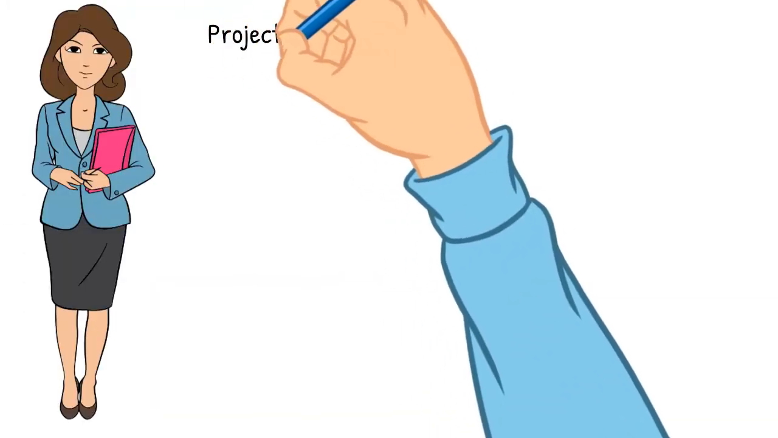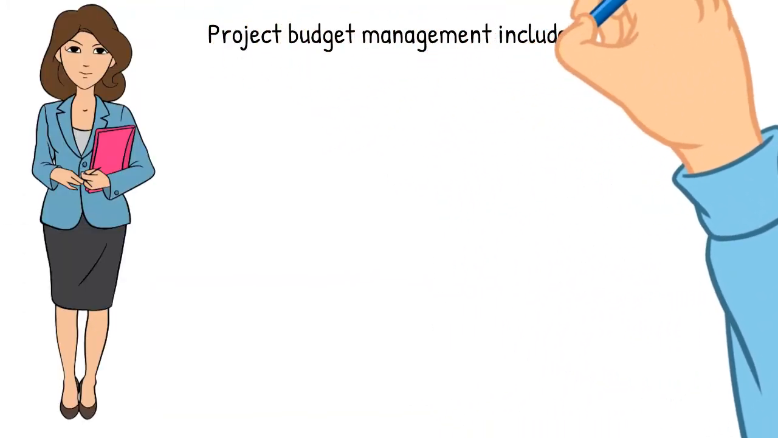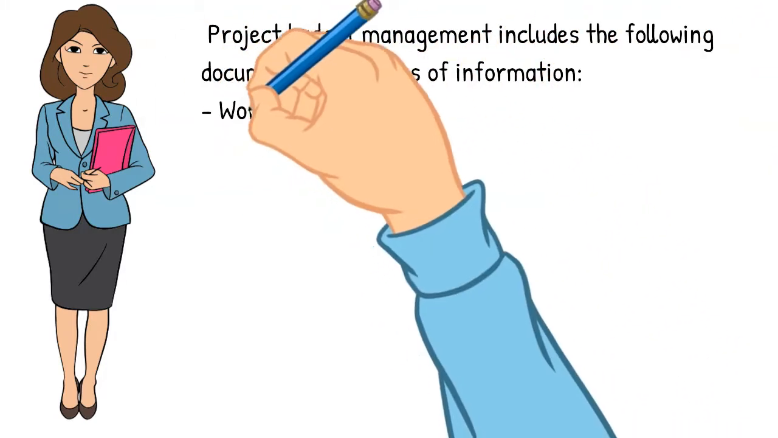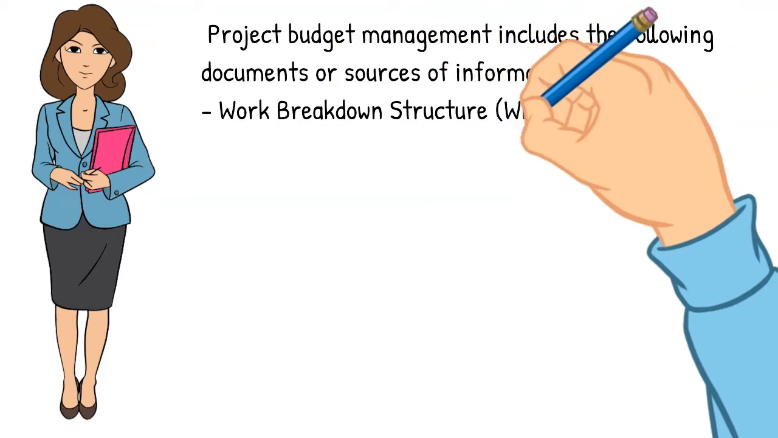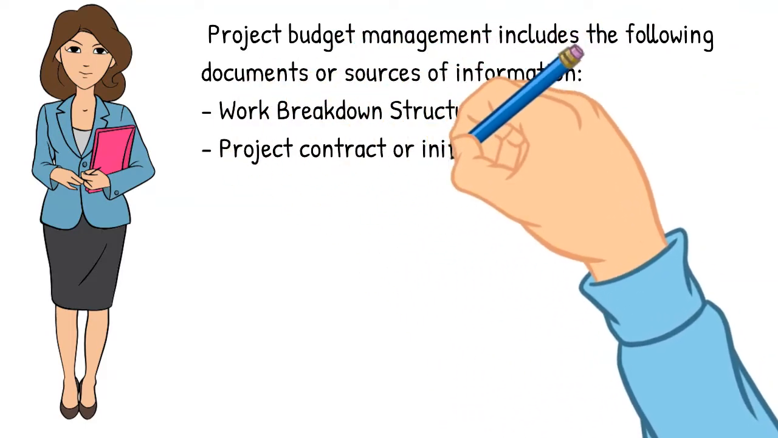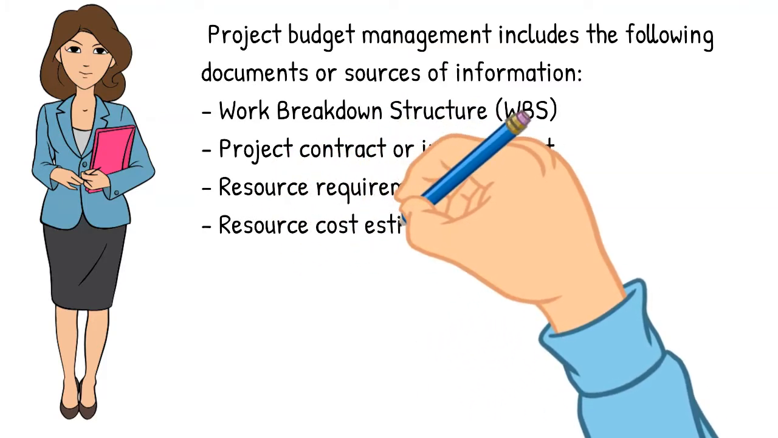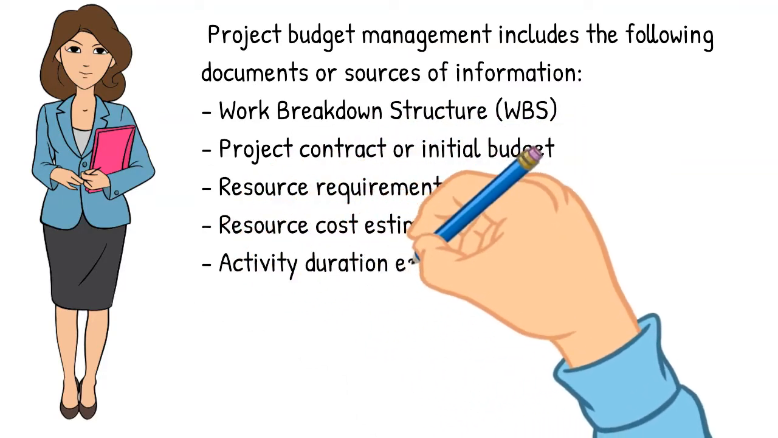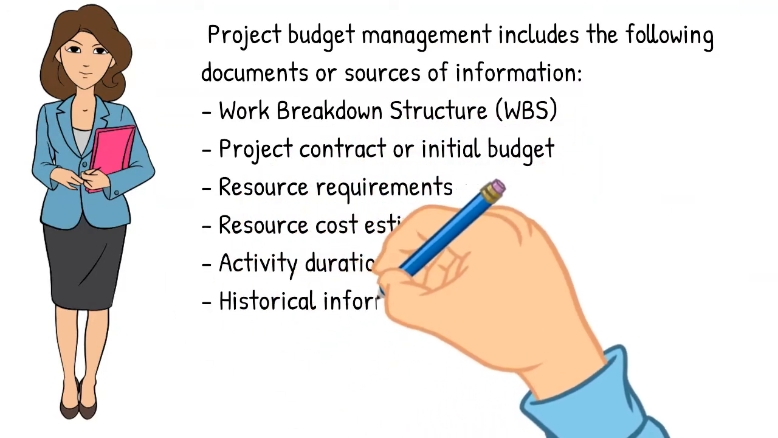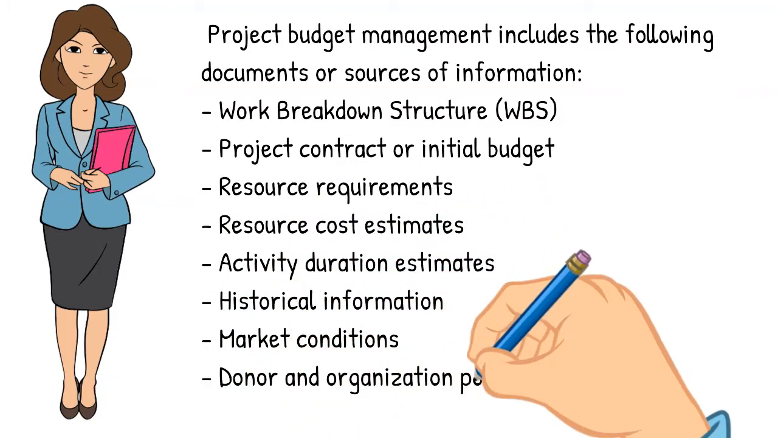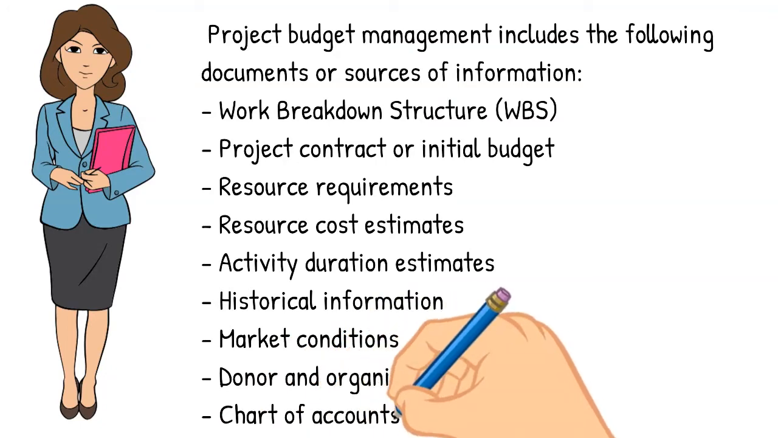Project budget management includes the following documents or sources of information: Work breakdown structure, WBS, project contract or initial budget, resource requirements, resource cost estimates, activity duration estimates, historical information, market conditions, donor and organization policies, and chart of accounts structure, COA.